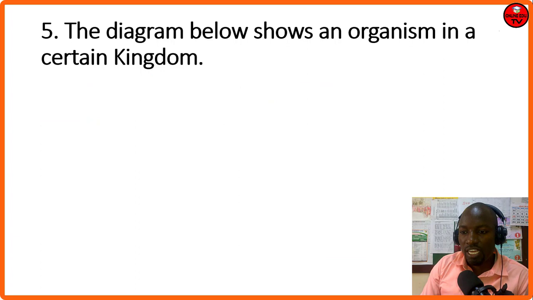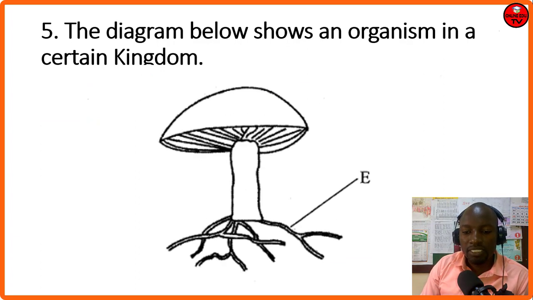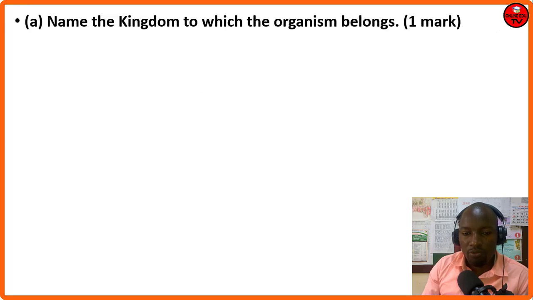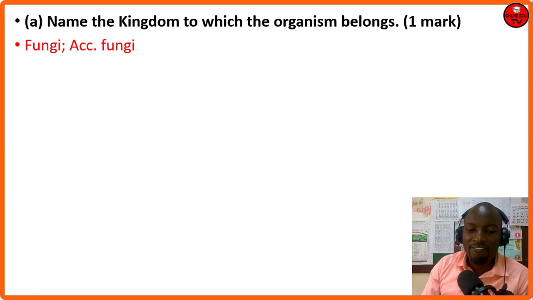Now, the diagram below shows an organism in a certain kingdom, and that is the organism. There's a part labeled E, and then there's the other part up there. So let us go to the question. Question number 1, name the kingdom to which the organism belongs. So this one definitely belongs to Kingdom Fungi. They were accepting fungi with a small f, but we always advocate for Fungi with a capital F. All names above species, we always give them with a capital letter.